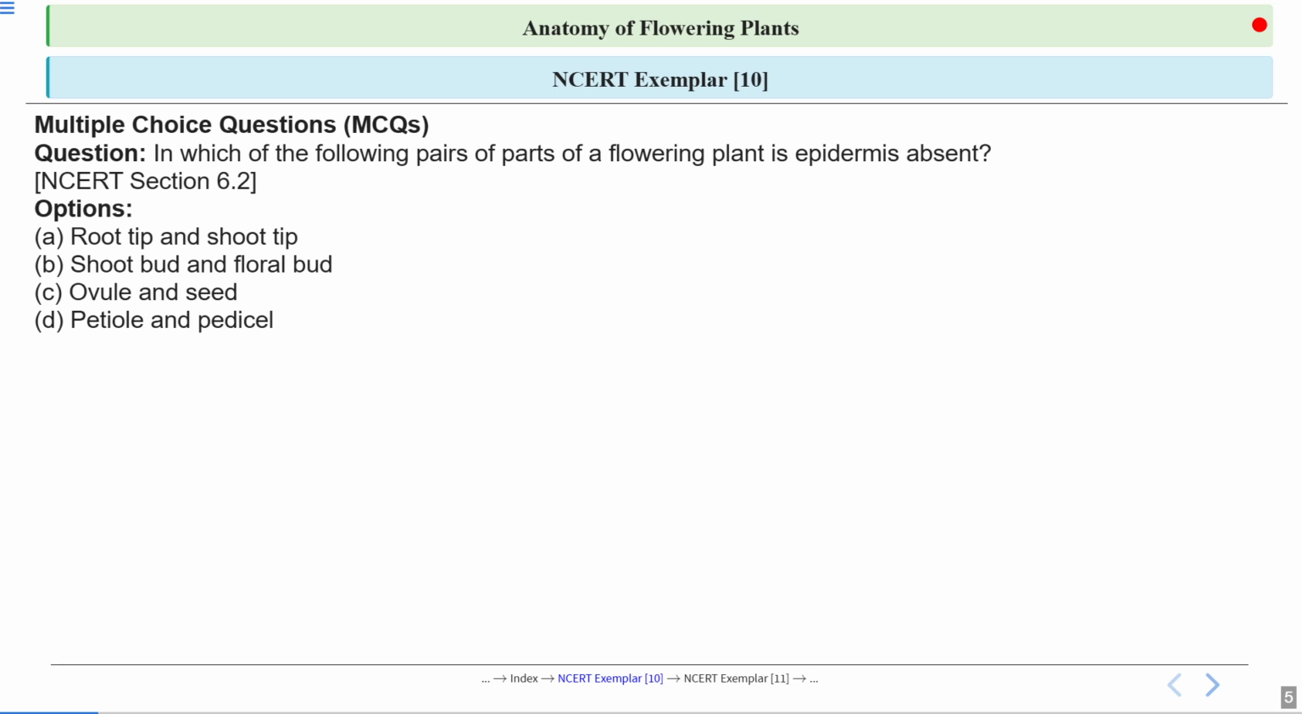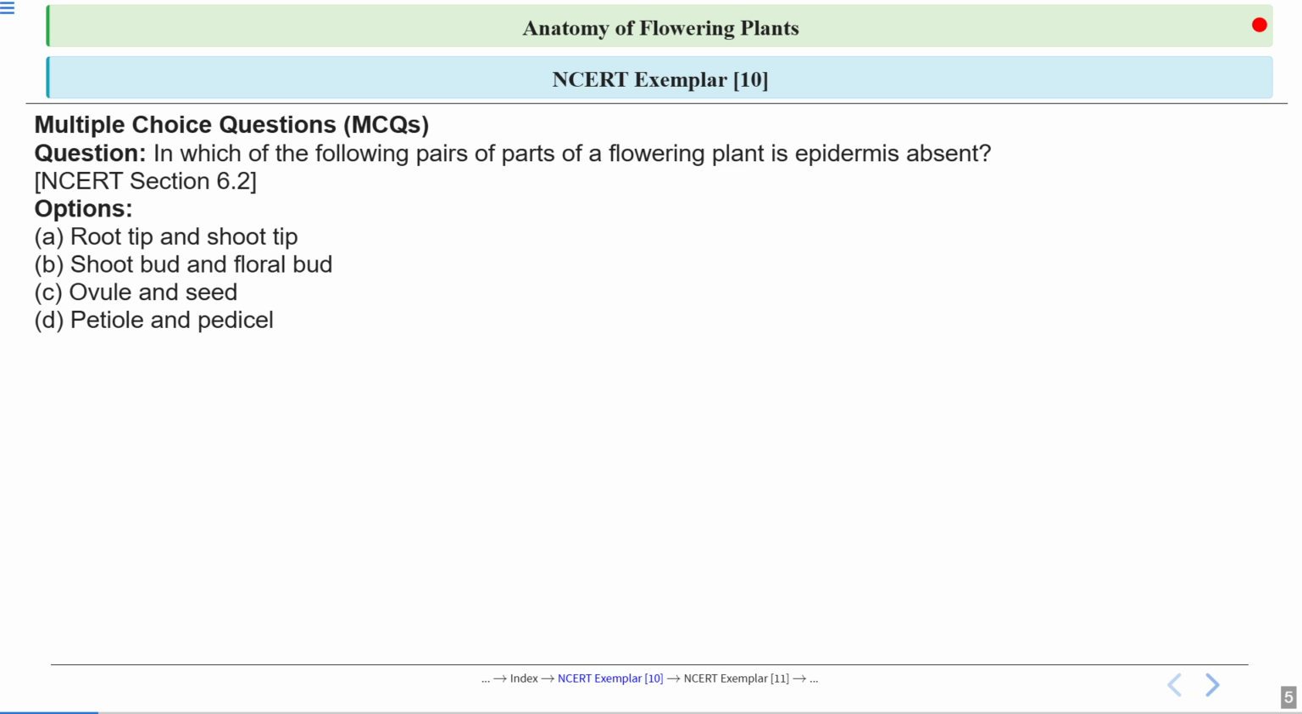The first question is here. In which of the following pairs of parts of flowering plants is epidermis absent? This question is coming from the NCERT section 6.2. Let us see the options. A. Root tip and shoot tip. B. Shoot bud and floral bud. C. Ovule and seed. And D. Petiole and pedicel.